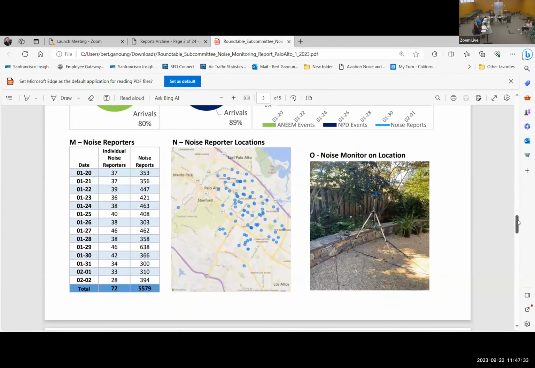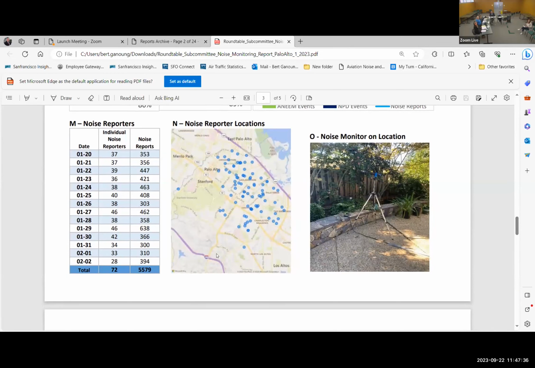And then, obviously, noise reporters on the left table. Here's the scattering of the reporters, and the monitor location.